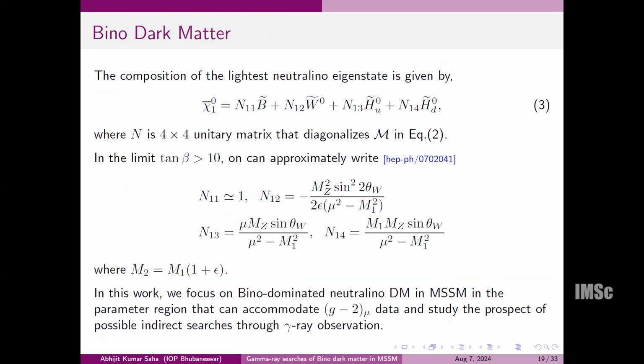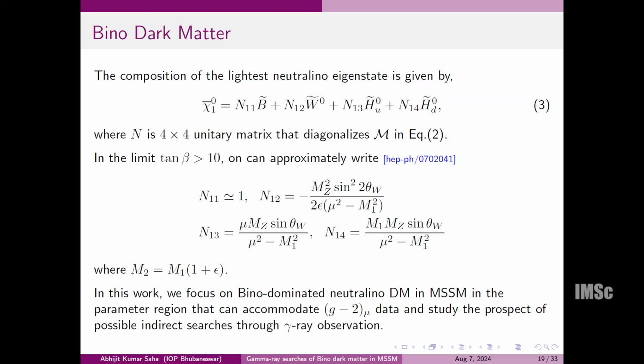The composition of the lightest neutralino eigenstate, as I have already said, your dark matter, is a combination of Bino, Wino, and two Higgsinos. The composition of each will be determined by the values of N11, N12, N13, and N14. Suppose this N13 is very large, then your dark matter will be Higgsino. I am solely interested in Bino dominated dark matter. For me, N11 has to be around 1. So in this work, we focus on Bino dominated neutralino dark matter in MSSM in the parameter region that can accommodate the g minus 2 muon data.